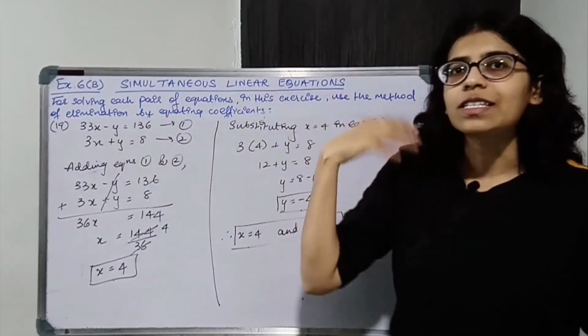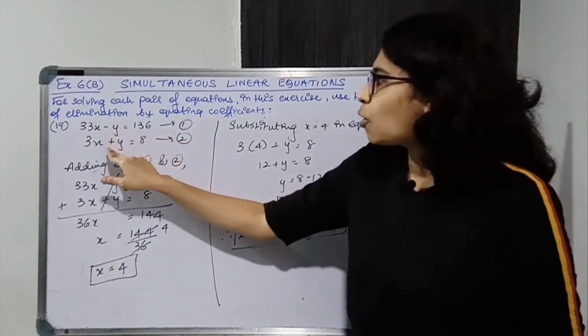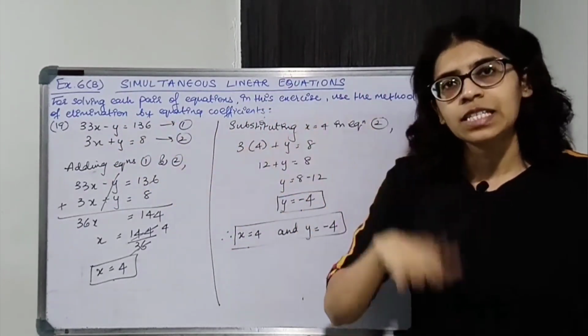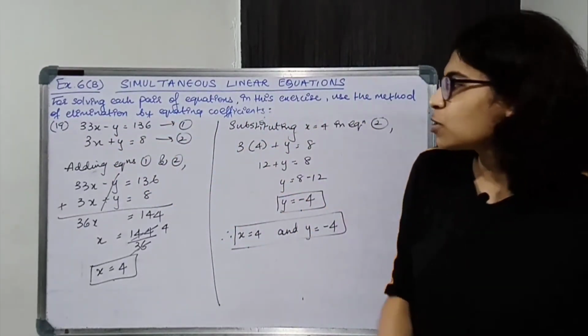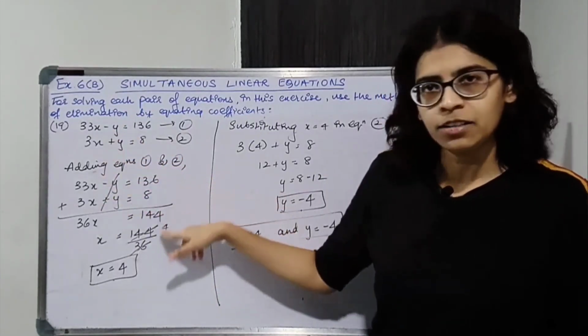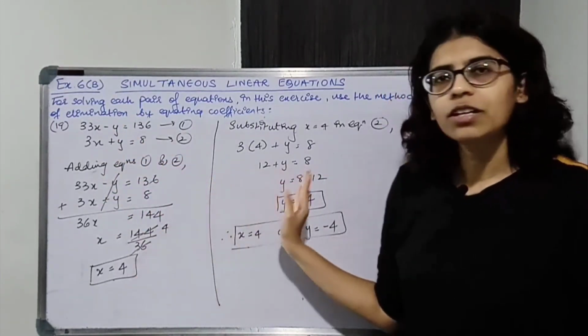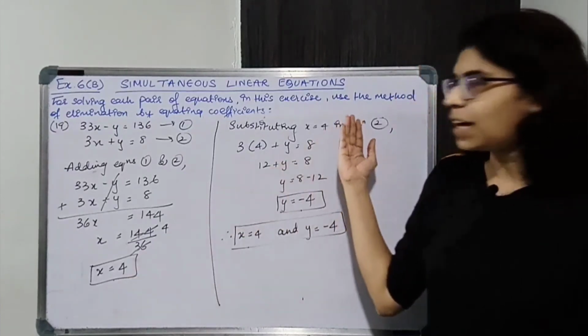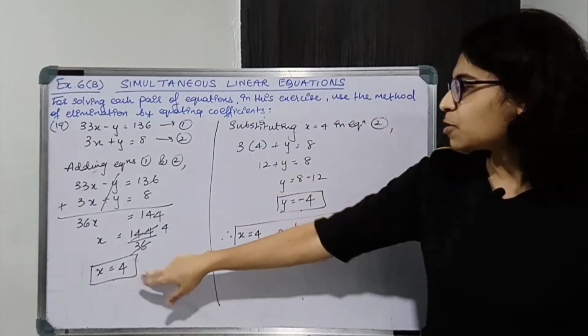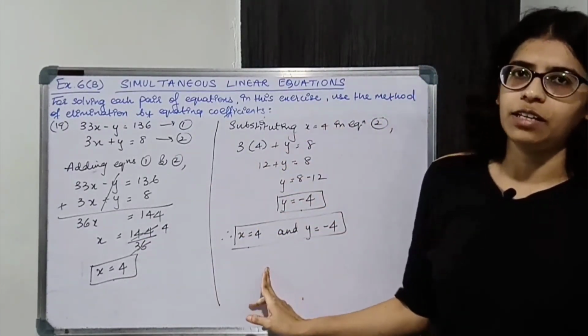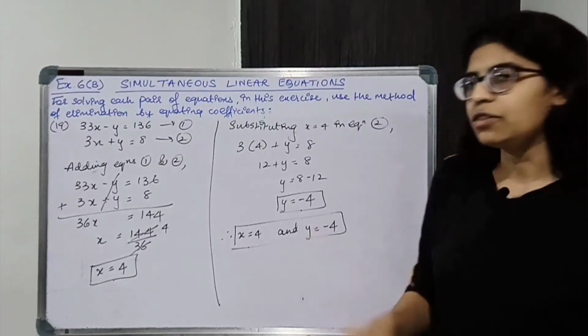Third step, you will check the signs of the coefficient. If they are opposite, you will add. If they are same, you will subtract. Okay, so they were opposite, so I added the two equations, and once you get the value, you will substitute that value. That is the fourth step. On substituting the value, you will get the value of the other variable. Okay, so we got the value of x and y.